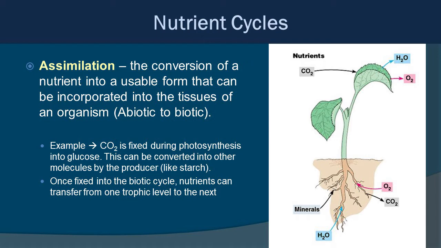This can be converted into other molecules by producers, such as starch, and we're going to get into that in a bit too. Once fixed into the biotic cycle, nutrients can transfer from one trophic level to the next. And here's a diagram of a plant, and this is a terrestrial plant, I know, because it's just an easy way to kind of think of things, but marine plants function the same way. Carbon dioxide, CO2, being taken up, and of course being incorporated into the tissues.